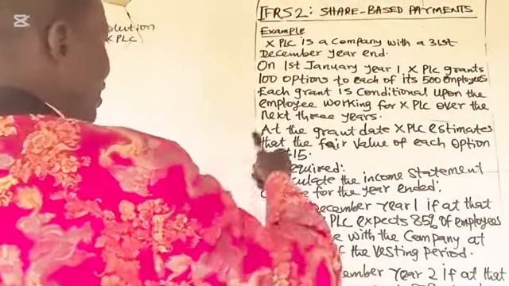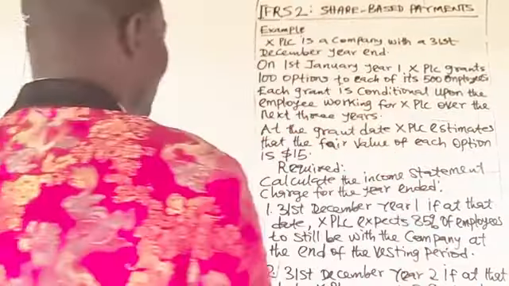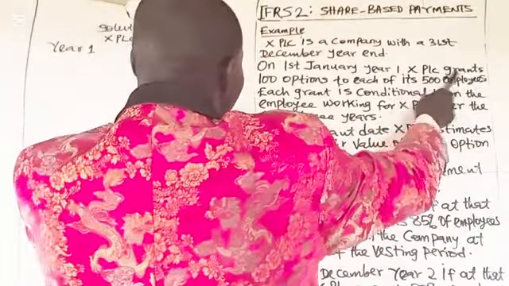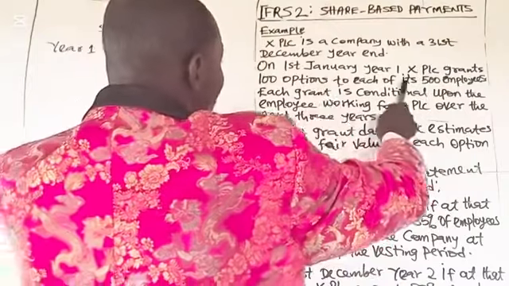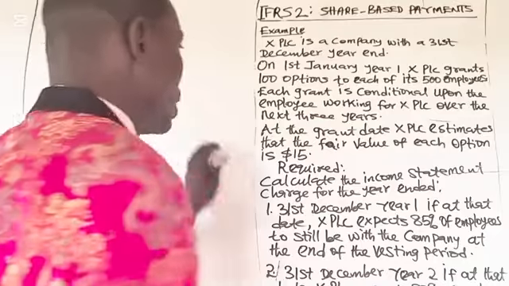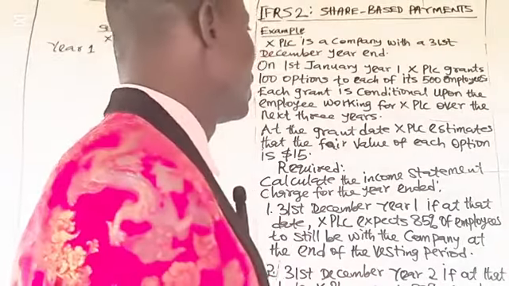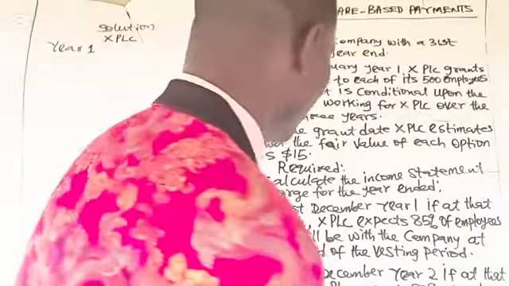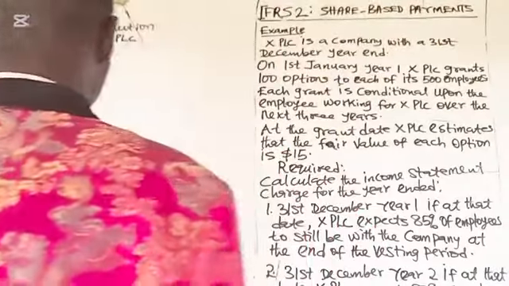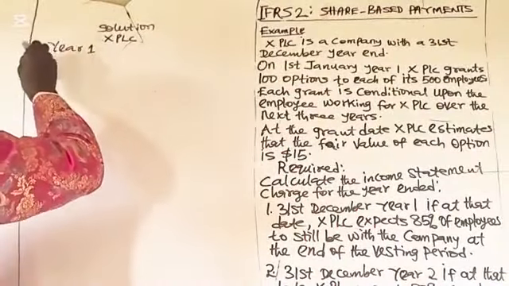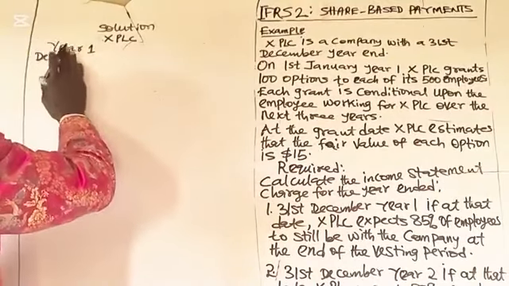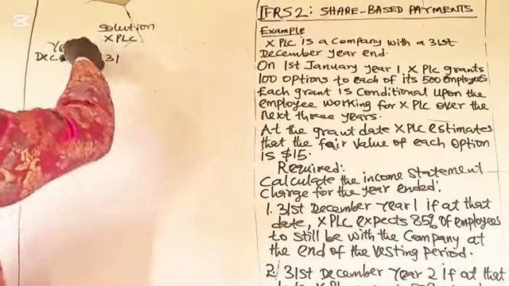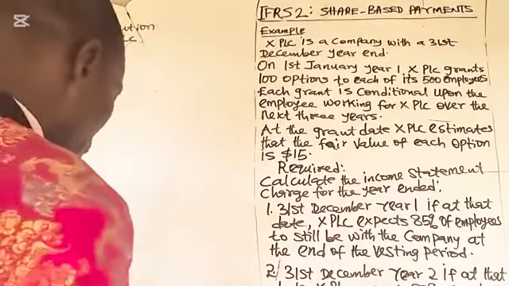So now, is this going to be an asset or an expense? You were told on 1st of January year 1, XPLC grants 100 options to each of its 500 employees. This is a settlement to employees, so it is an expense. Because of that, we are going to debit the expenses, then we will credit the equity. Now, as at December 31st, year 1.